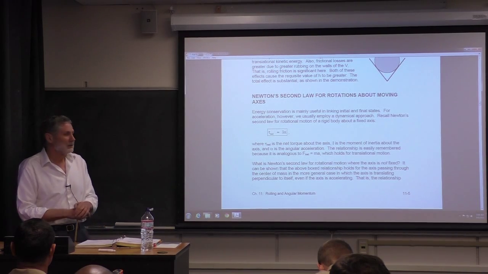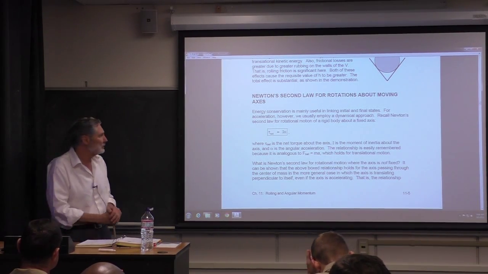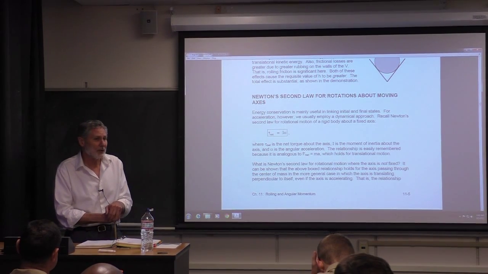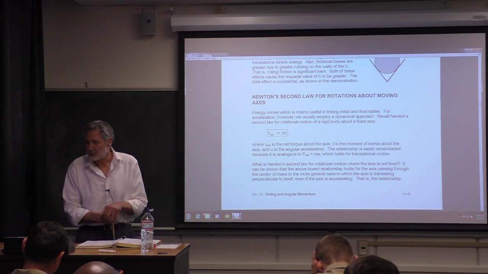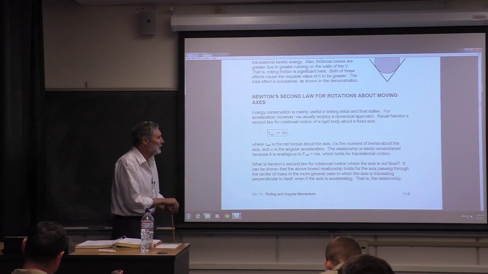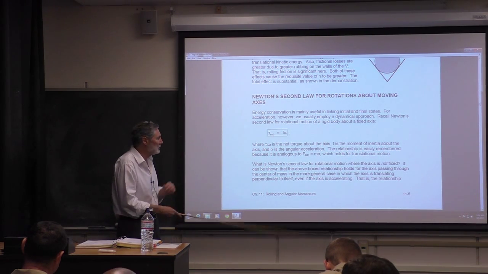Yesterday we talked about rolling motion, and we used energy to make progress, but often we need to look at the dynamical picture. So we started to talk about rotational dynamics with an aim towards rolling motion.